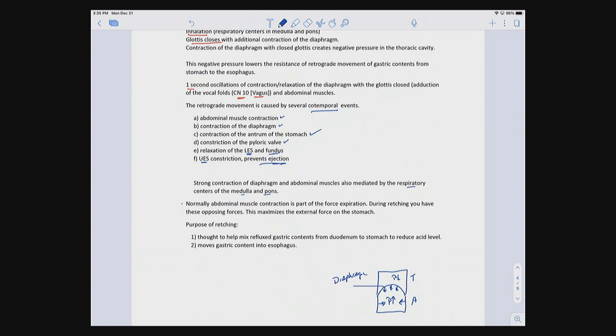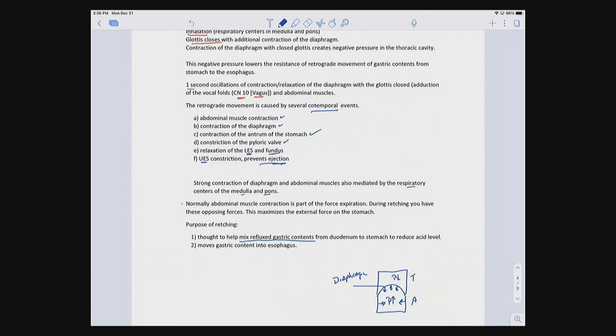Well, one of the things that is thought to be happening here is that the retching is going to help mix the reflux gastric contents. Remember, I'm having the gastric contents from the duodenum sitting in the bottom of the stomach. I've got saliva coming down, trying to dilute the acid. It is thought that part of the function of the retching is to churn up and mix the contents in the stomach such that I have an overall reduction of the degree of acidity in the gastric juice. It's still quite acidic, but not as much as it could be.